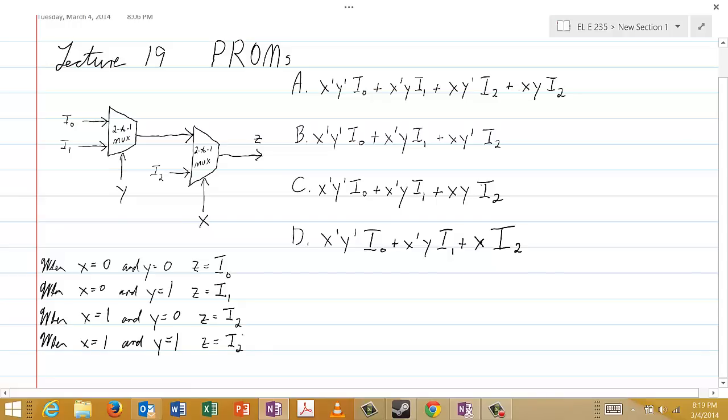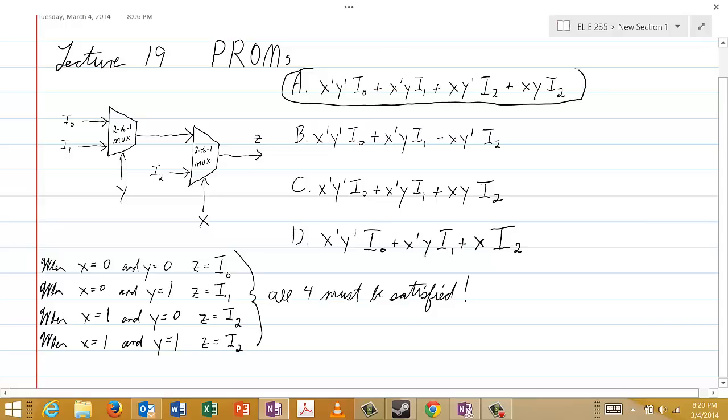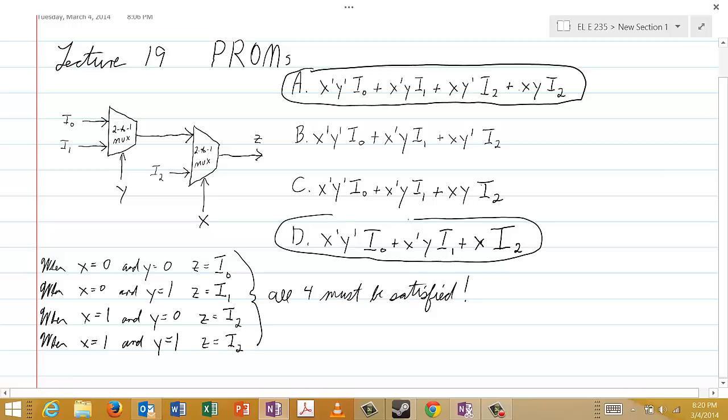Now, if you test each one of these expressions, A, B, C, and D, to see which ones of them satisfy all four conditions, all four of those conditions must be satisfied. You will see that expression A satisfies all four of them, and expression D also satisfies all four of them.